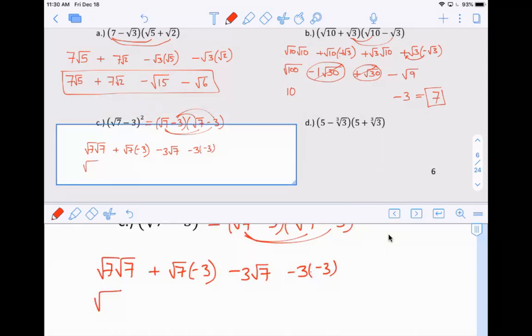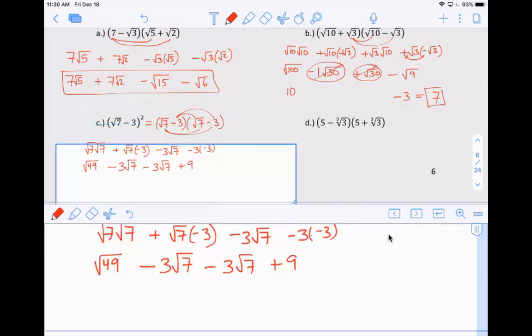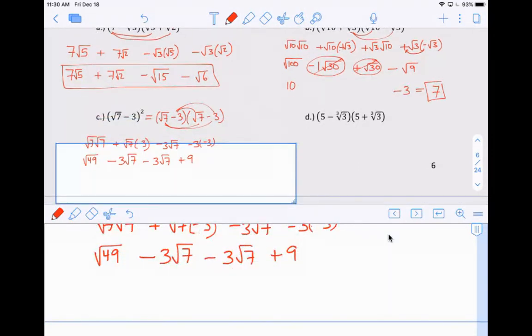Okay, here we get root 49. Here, again, that minus can just go in front, as the whole 3 can go in front because it's a factor. Minus 3 root 7. And negative 3 times negative 3 is a whole positive 9. Little more to simplify here.